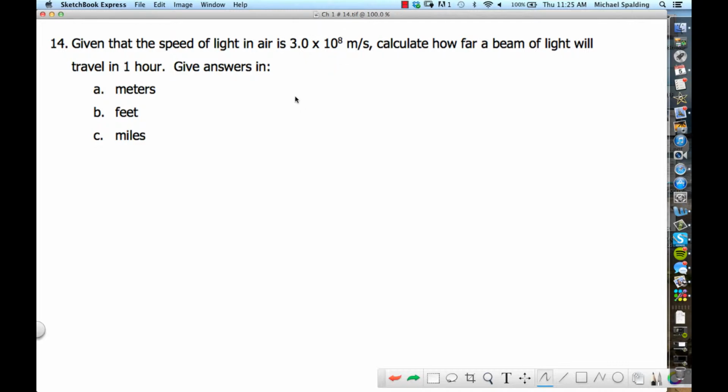Calculate how far a beam of light will travel in 1 hour. Okay, so there's a problem here. We got a problem. This is hour, and what is this speed up here using? Seconds. Do hours and seconds work together? So what do we have to do to this hour? We got to convert this to seconds. So 1 hour, you could go hour to minute, and then minute to second.